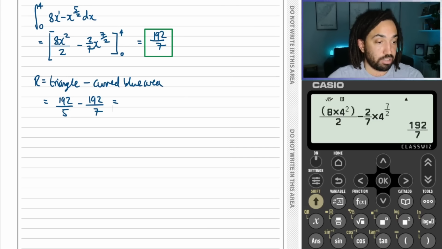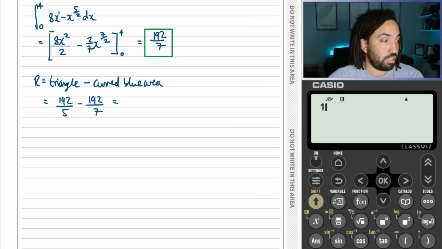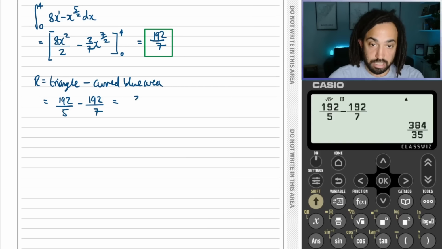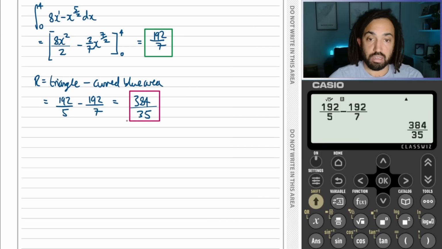Okay, so that just goes into a calculator. 92 over 5 minus 92 over 7. And that is the exact area of 384 over 35. Brilliant.